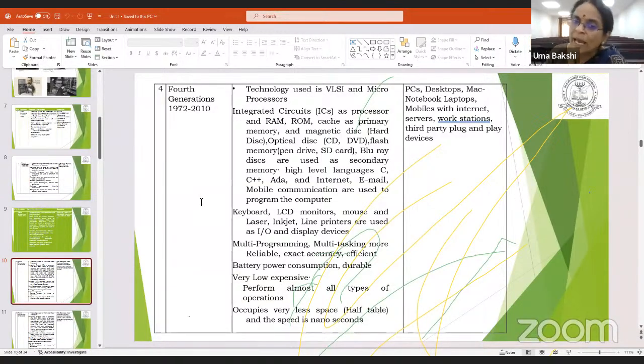Laptops were also less common. I can say more of the desktops were there in the houses, which had external discs, CDs, DVD drives, or flash memory, pen drives. All those things were there, and more advanced versions of keyboards. You have the wireless keyboards or LCD monitors. Your monitors are there, what you have seen, mouses or laser inkjet printers. All these things, a lot of changes came by 2000.